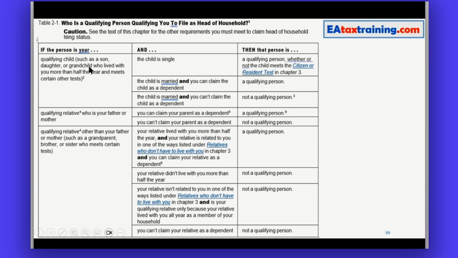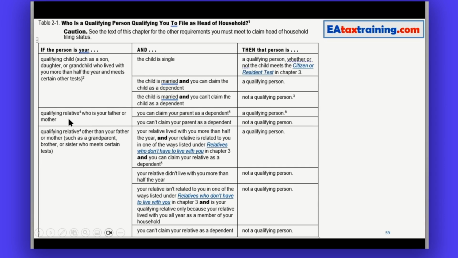If the person is a qualifying child, which can also include a grandchild, who lived with you for more than half the year and meets the other tests, if that child is not married, then they are automatically a qualifying person. So if they're your child and you meet the other tests, if they are not married, they are automatically a qualifying person. If they're married and you can claim them as a dependent, then they're also a qualifying person. If they're married and you cannot claim them as a dependent, then they are not a qualifying person. So almost always, if that person is your child or your grandchild, you meet the other tests, then they are a qualifying person.